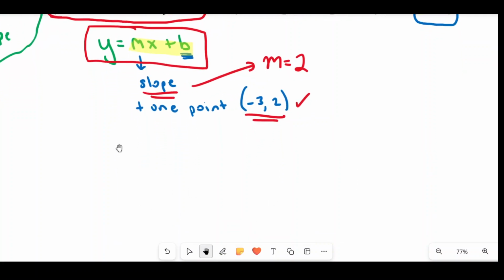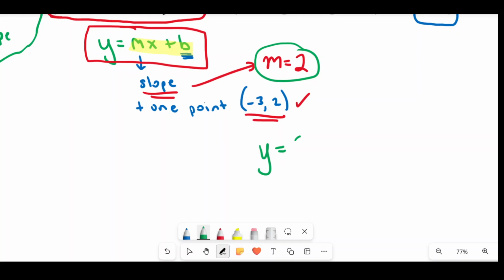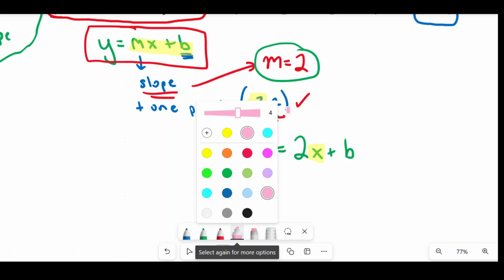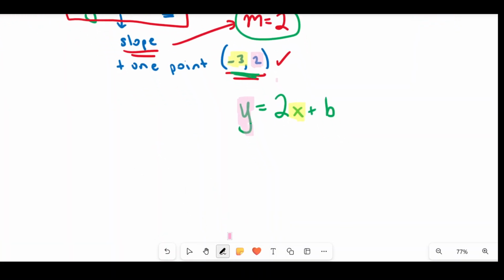So we start with y equals mx plus b, but we know what m is. So I'm going to write y equals 2x plus b, because I know the slope. I don't know b. Again, I don't know the y-intercept. That's not what this point is. But I do know an x-coordinate that I can use right here, and I also know a y-coordinate that I can use right here. So I'm going to sub in the values of x and y from that point, and that'll allow me to then algebraically solve for b.